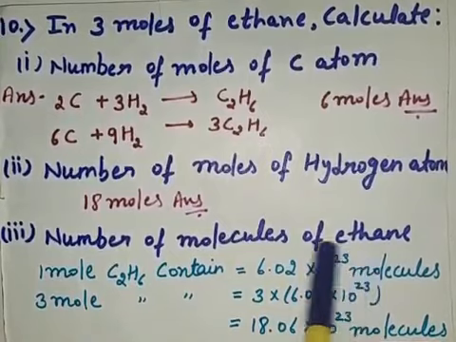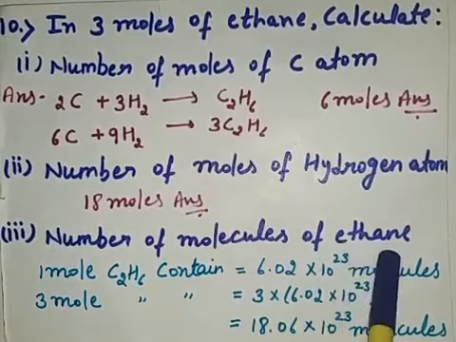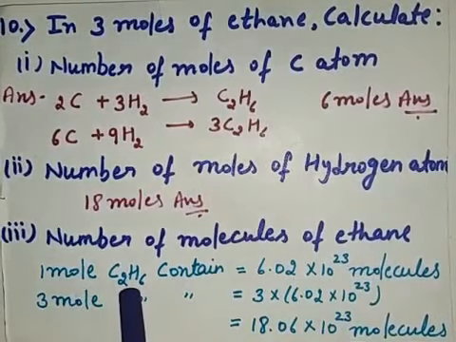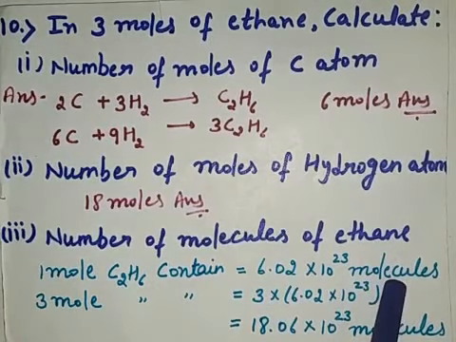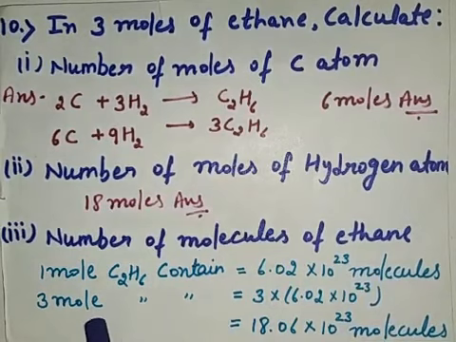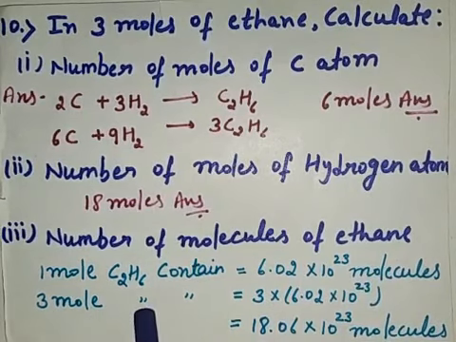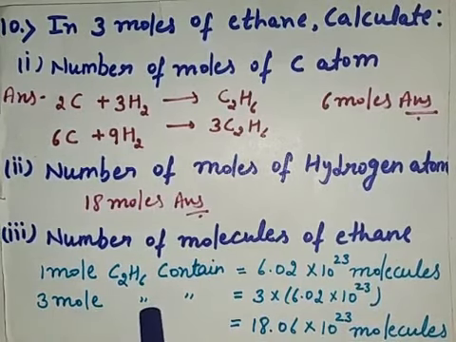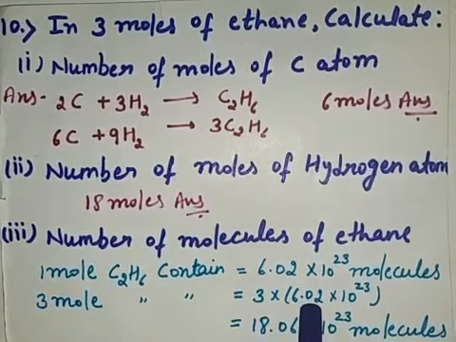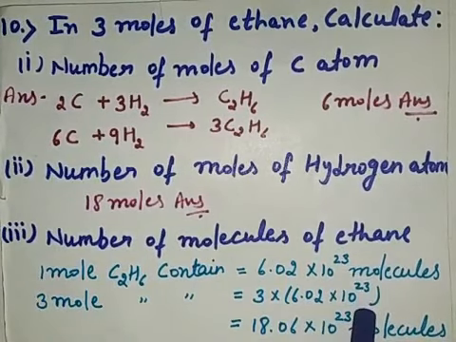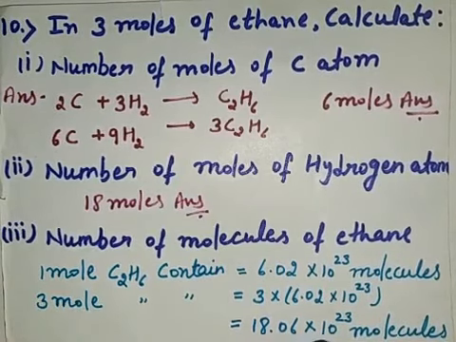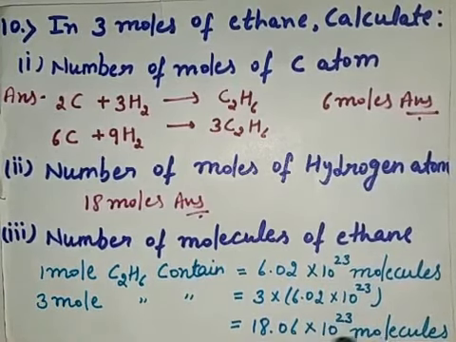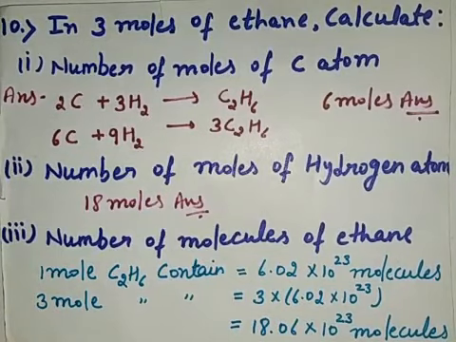In third part, number of molecules of ethane. Now as you can see, number of molecules of ethane, so 1 mole of ethane contains Avogadro numbers of molecules, so we have to tell in 3 moles of ethane. So that means 3 moles of ethane contain 3 into 6.02 into 10 to the power 23. When you will solve this, it will come equal to 18.06 into 10 to the power 23 molecules. This is question number 10.